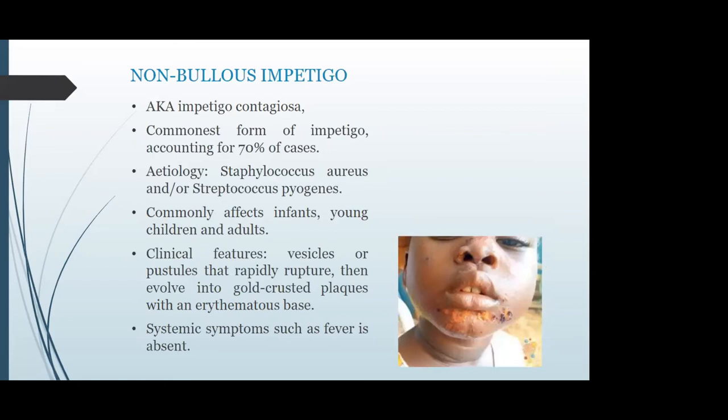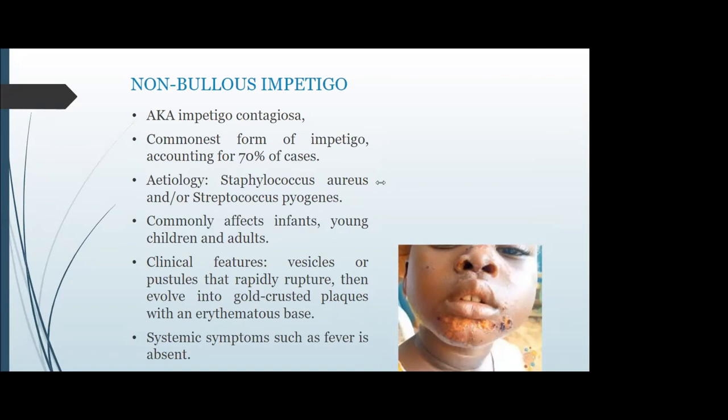Okay, so one of the clinical forms is non-bullous impetigo, that we tend to see in children and even adults. It's the commonest form of impetigo, and the cause is a bacterium called Staphylococcus aureus, or it could also be caused by another called Streptococcus pyogenes. As I said, it commonly affects infants, young children, and even adults. Now, you can see the picture that I attached to the slide. It tends to form as fluid-filled or pus-filled elevations of the skin, which will rupture and then evolve to gold-crusted plaques with a reddening base. So you can see this around the lips of this child. They don't tend to have any other systemic symptoms like fever. All you see are just the skin lesions.